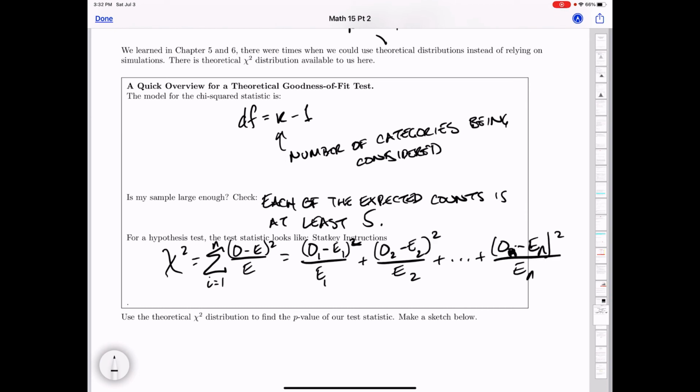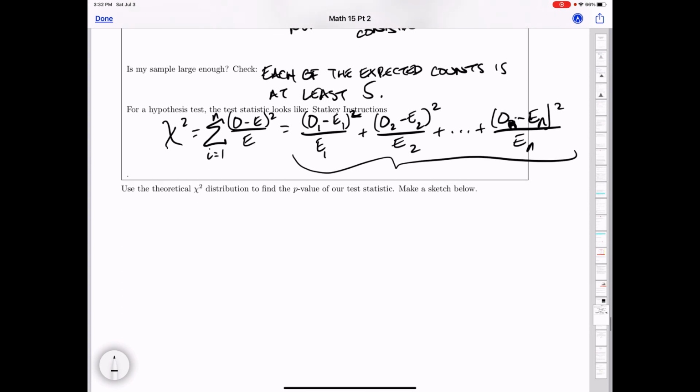So if you're not familiar with that summation notation, you might just want to think of the sum this way, written out and expanded, right? So you're just taking the sum of these observed minus expected values squared, that's your numerator, divided by the expected value. And so you do that for each of the categories that you're looking at.